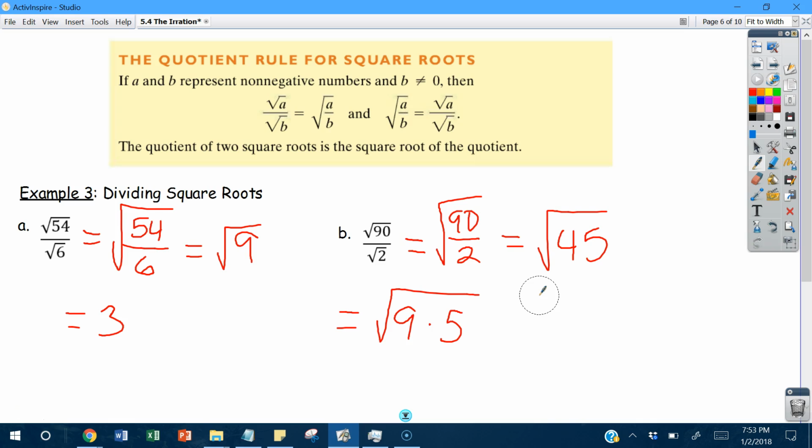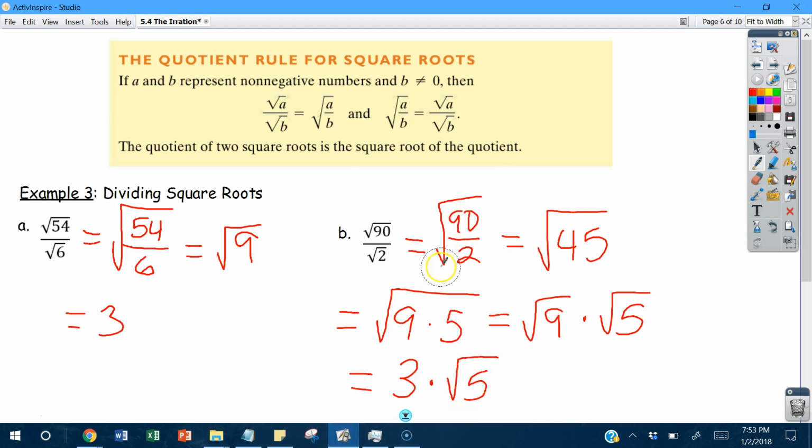So we can simplify this the way we've been doing. We can break up this radical into the square root of 9 times the square root of 5. The square root of 9 is a perfect square. That's 3 times the square root of 5. So this one's a little more involved, but once we put this as the square root of 90 over 2, we can start working on this like some of the previous problems and get this simpler looking answer.